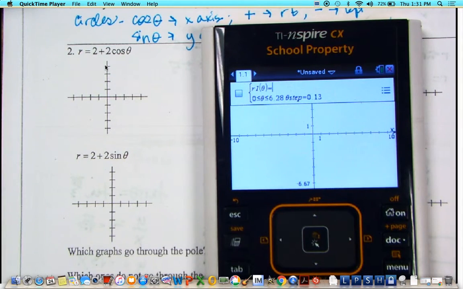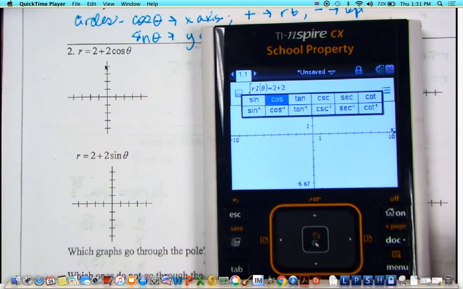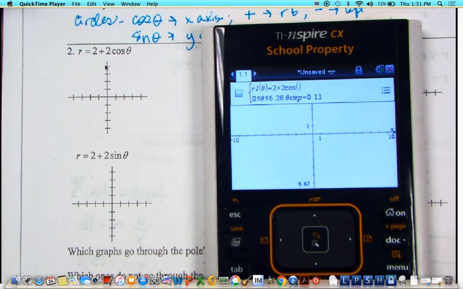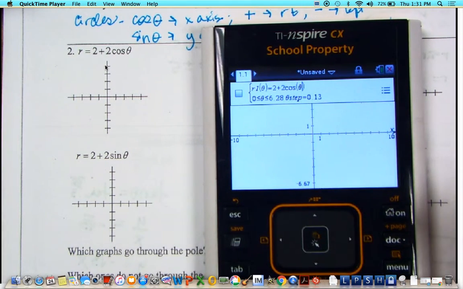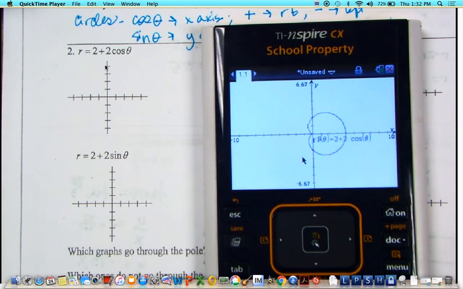Okay, so I need to look at 2 plus 2 cosine theta. What do we have? That's a cardioid, right? Kind of looks like a heart.